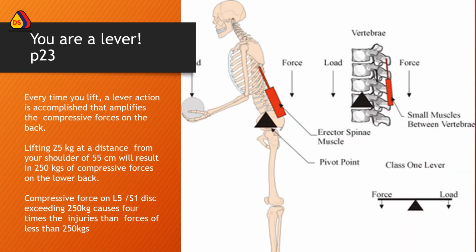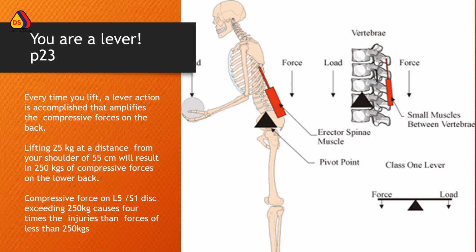You are a lever. This statement is a simplification of the human body's biomechanics. When you lift an object, your body acts as a lever system, with the pivot point being the joints involved in the movement, such as the hips and the knees. When you lift a heavy object, the force required to lift it is distributed across your body, with a significant portion of it being borne by your lower back. The lever action amplifies the compressive forces on the spinal discs and supporting structure.